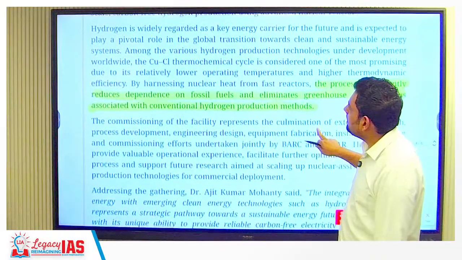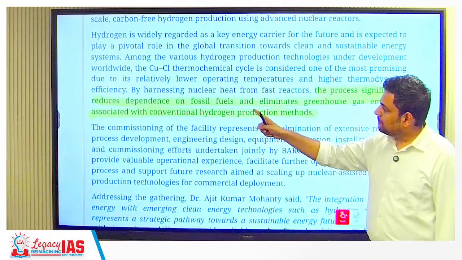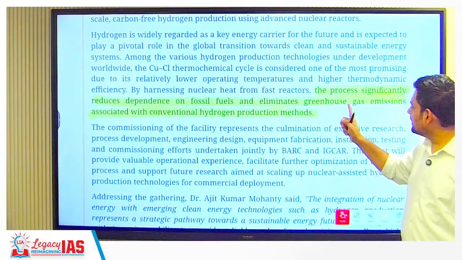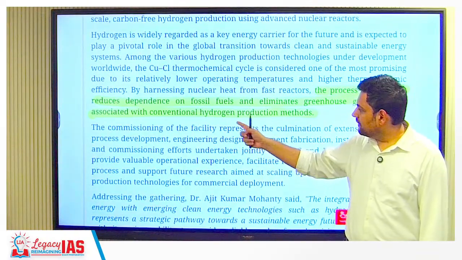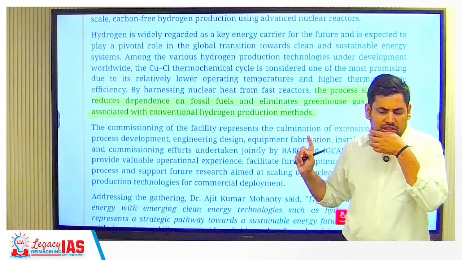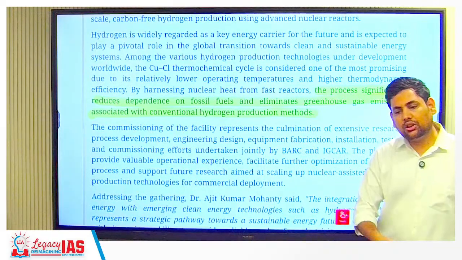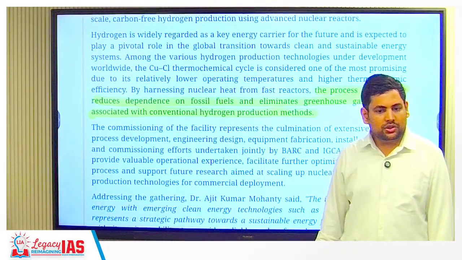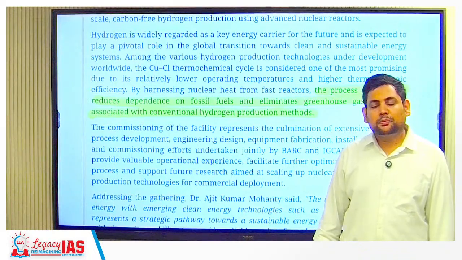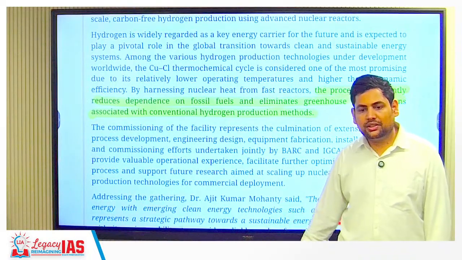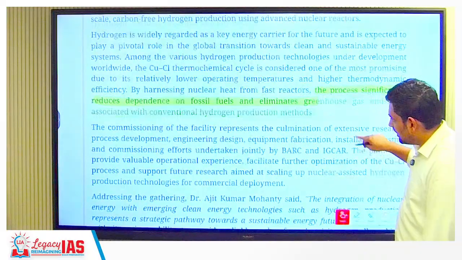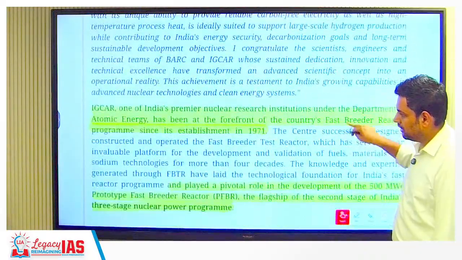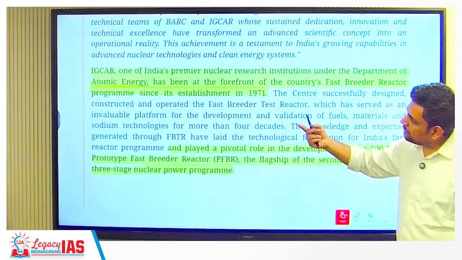So the process significantly reduces dependence on fossil fuels and eliminates greenhouse gas emissions associated with conventional hydrogen production method, because conventionally it is actually taken out of natural gas. So we use natural gas, okay, plasma gasification, coal gasification, and from that we get hydrogen, which is not very sustainable, okay, environmentally. Then this is given about IGCAR.